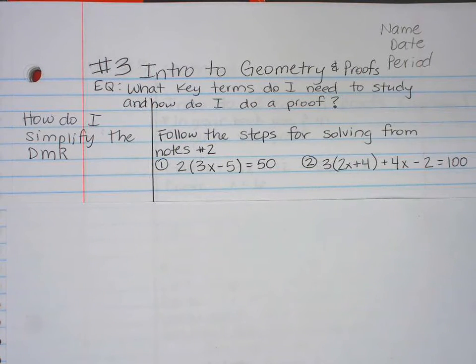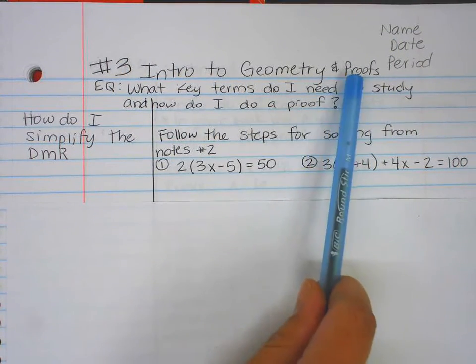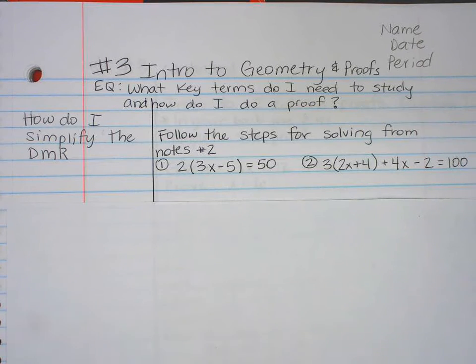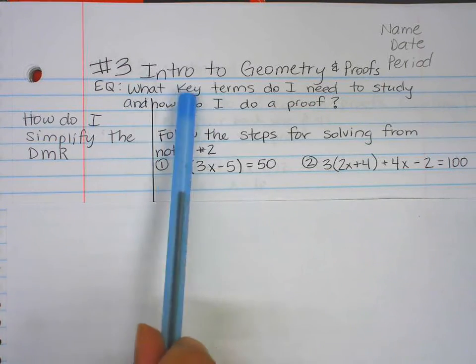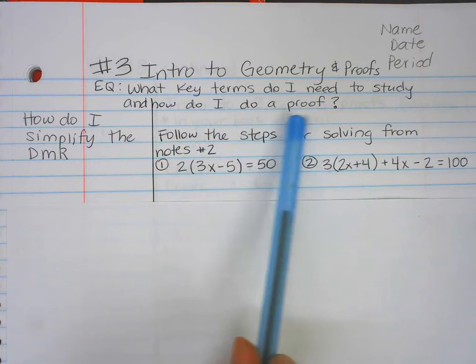All right, this is notes number 3 for today. So it is an introduction to geometry and proofs. As I've been going over with the notes, I expect your name, date, period, always have a title, always set it up the way that my notes look. So mine are the model for how yours should be. The essential question: what key terms do I need to study and how do I do a proof?